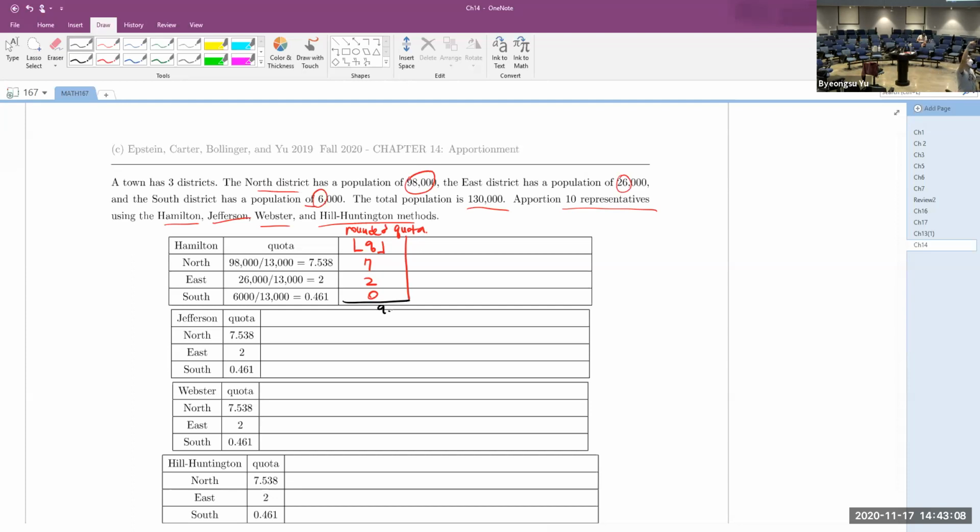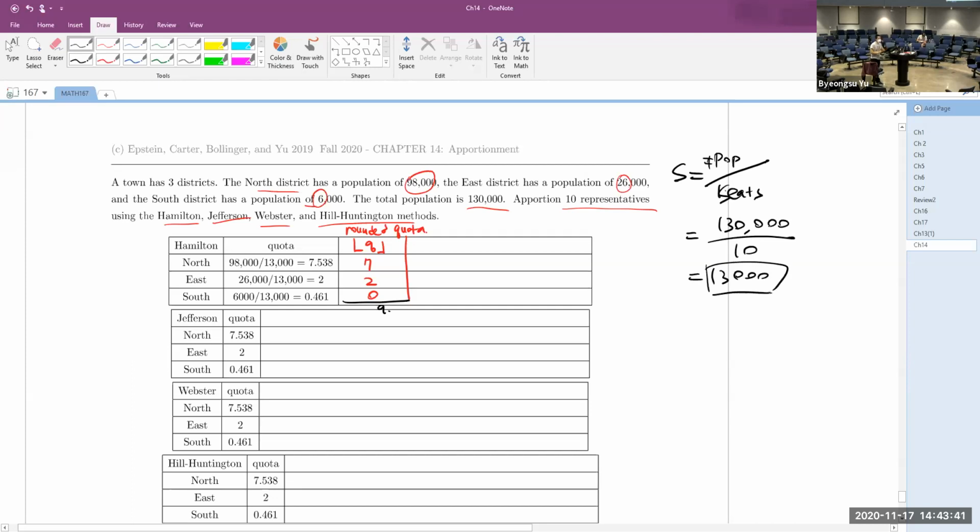The 13,000 came from the, yeah, that's a good question. That's from the standard divisor. I need to calculate the standard divisor first, definitely. Thank you, Emma. So this standard divisor is just the number of population over the number of seats, right? So here it is 130,000 over 10 representatives. So that's why we have this 13,000. Good. Okay. Thank you for pointing that out.